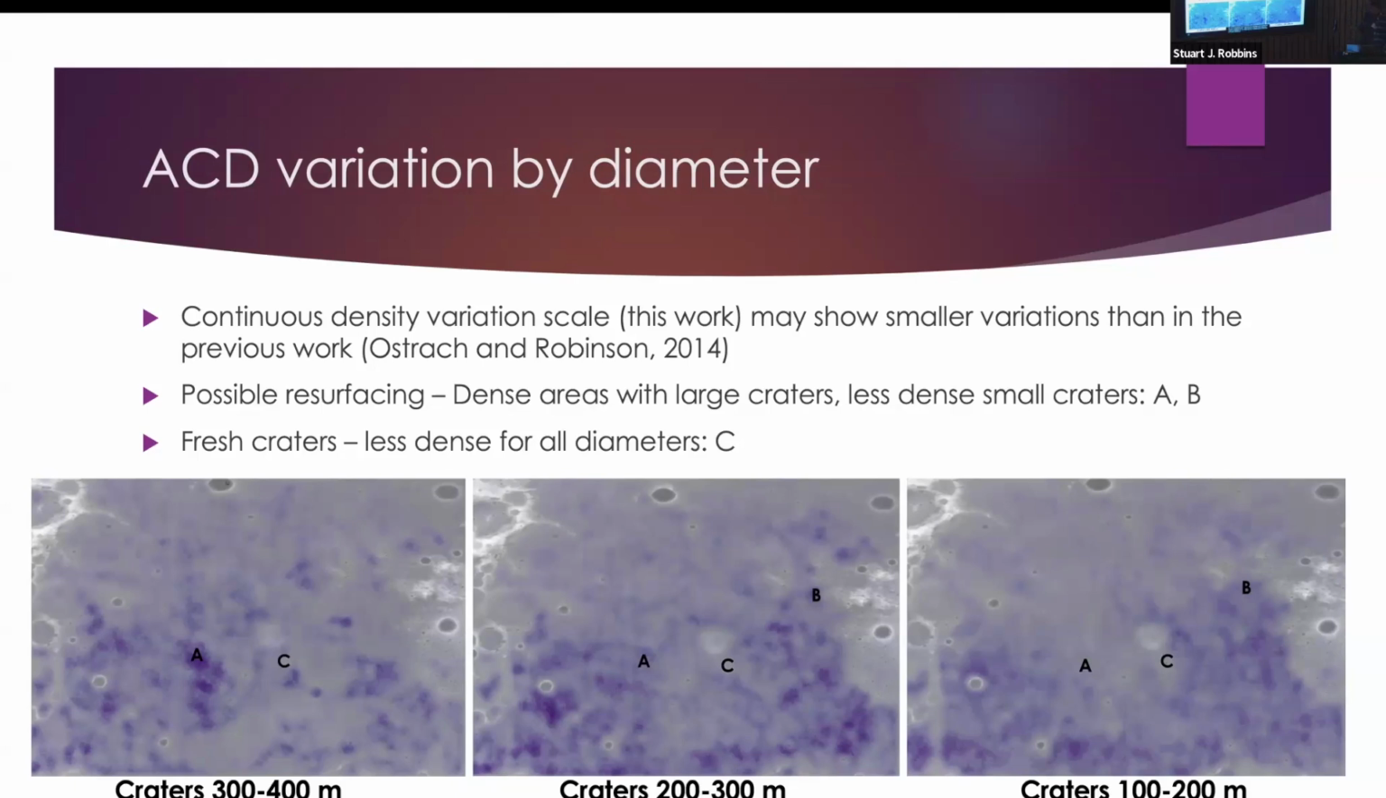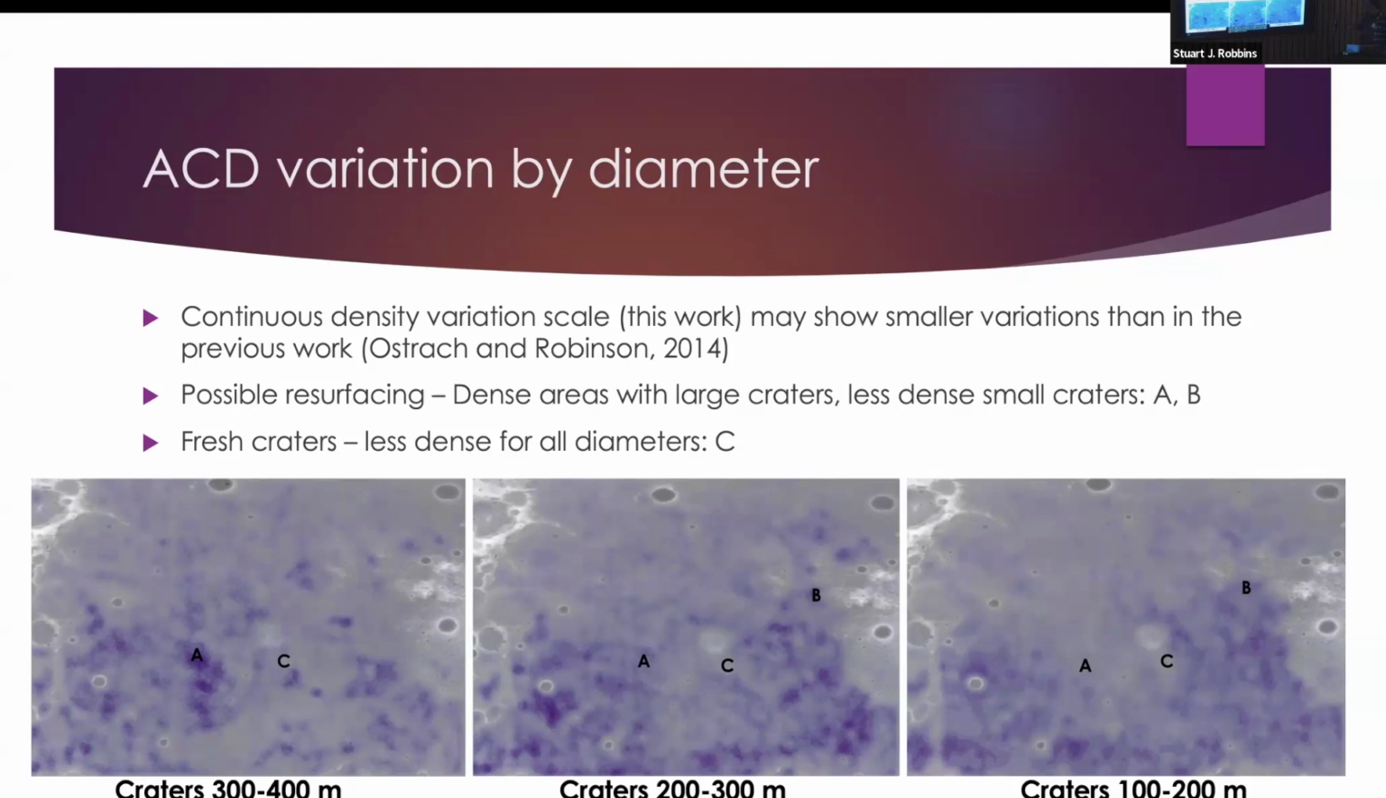So we see some examples at this scale. It's a pretty large scale of dense areas with large craters transitioning into small craters. That's area A. Here I'm using the laser pointer. That's actually moving from the larger craters, 300 to 400 meters, down to 100 to 200 meter craters, and the density is going down. So a possible area of resurfacing.